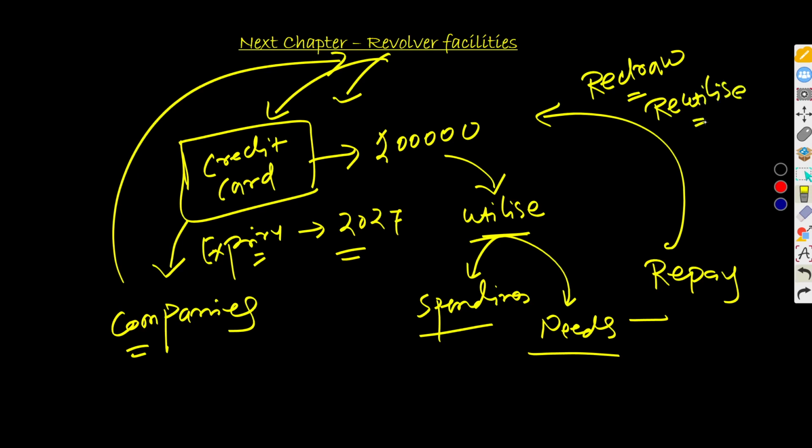So this is how, until 2027, it depends on the expiry, that as a company or as an investor, you can utilize that amount until 2027. This is how your revolver facility works. So let's see, I have some interesting things to walk you through. Let's start with that. I hope now you got the idea about revolver facilities.